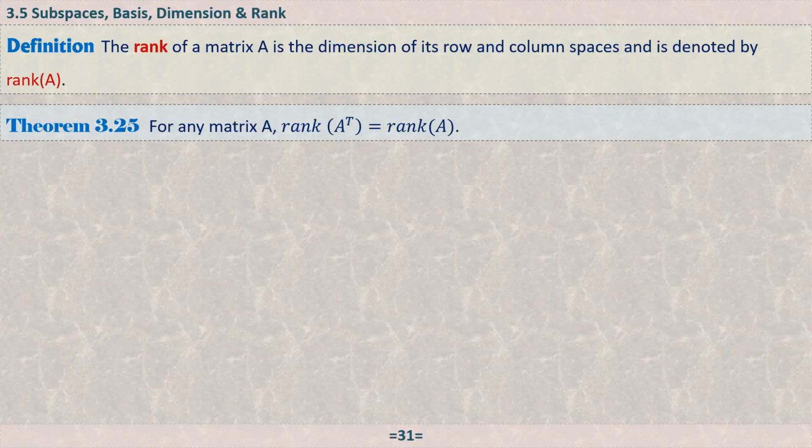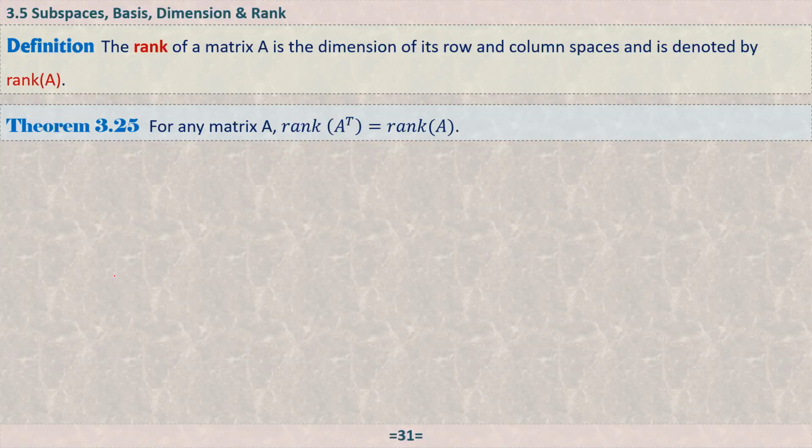Once again, the rank of a matrix simultaneously gives us information about linear dependence among the row vectors of the matrix and among its column vectors. In particular, it tells us the number of rows and columns that are linearly independent. And this number is the same in each case. Okay, so here we have another small theorem. For any matrix A, the rank of A transpose is equal to the rank of A.